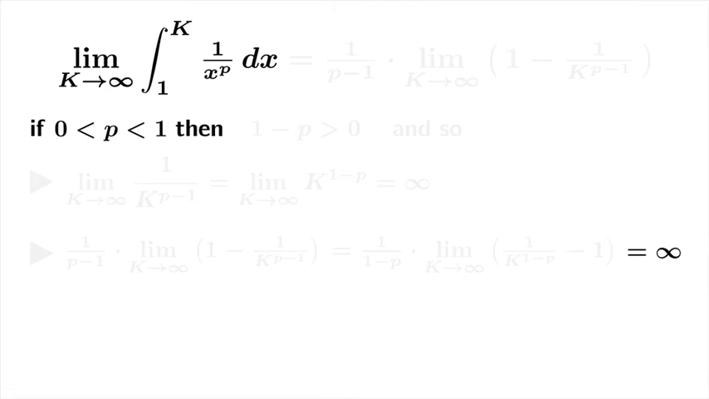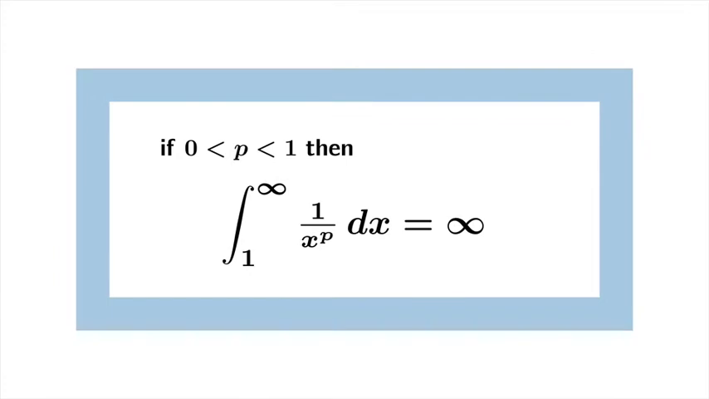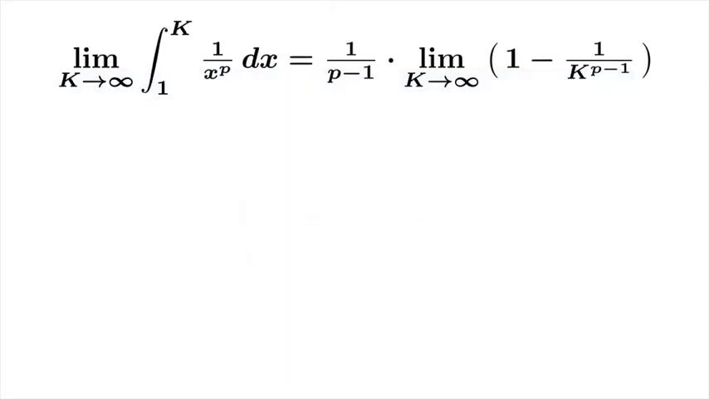All right, so what does that tell us? In this case, we have this limiting value is infinity, but that by definition is what the improper integral is. So here's our case for p lying between 0 and 1. The improper integral from 1 to infinity of 1 over x to the p diverges to infinity. So let's look at the other case.